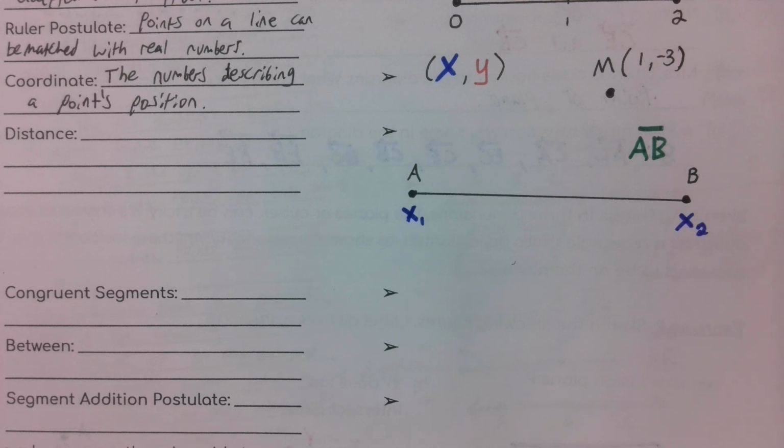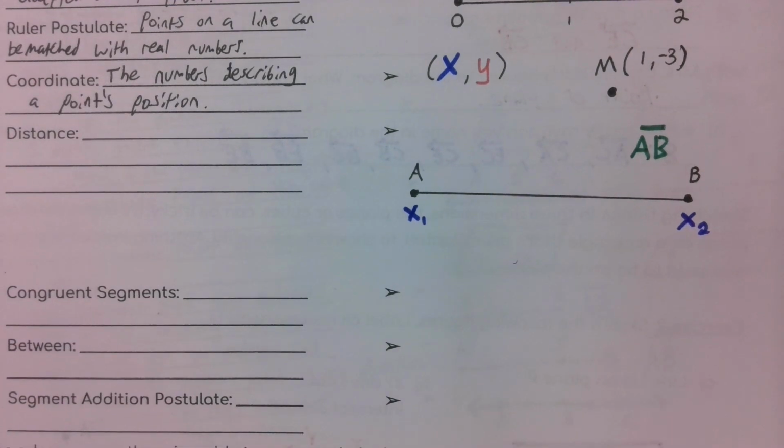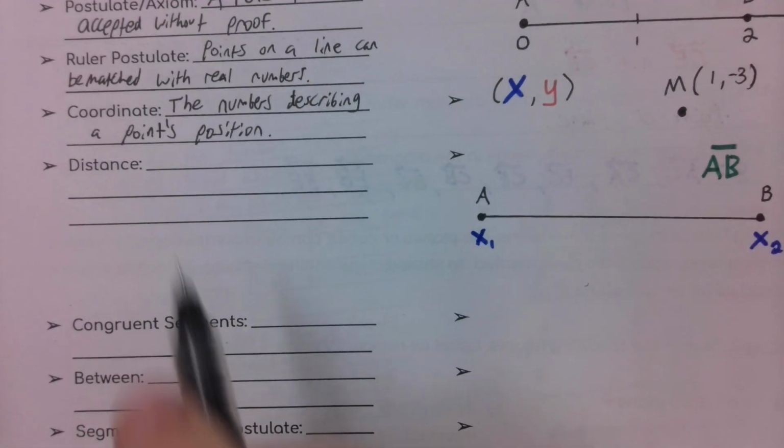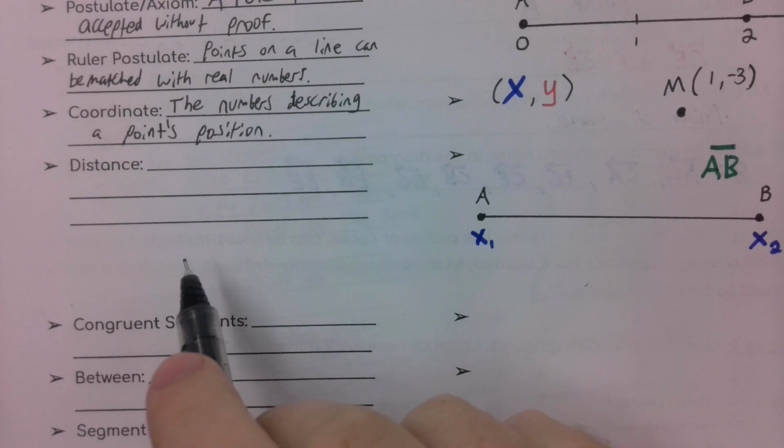If you want to find the distance between any 2 numbers, x1 and x2, all you've got to do is find their difference. What do I mean by that? We'll see in a moment, but let's take a look at this definition.